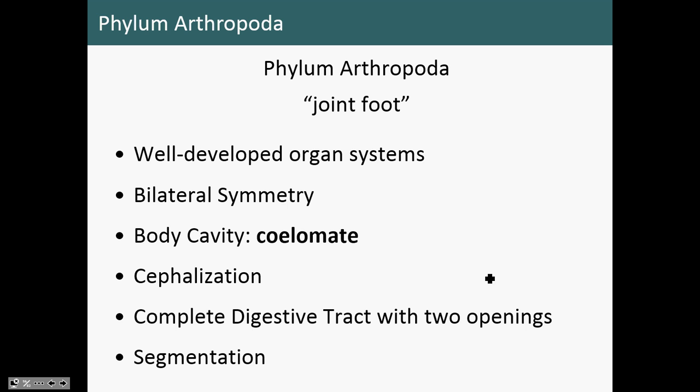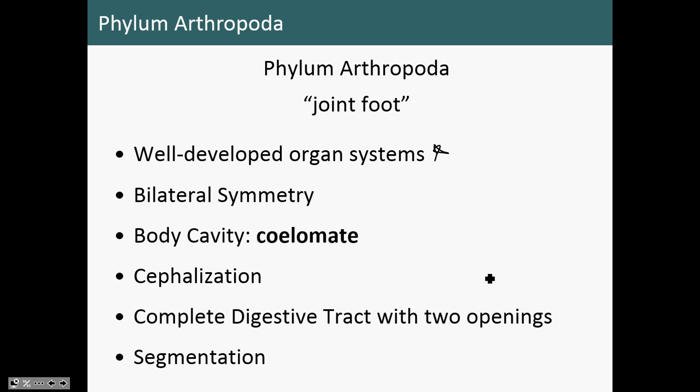The term refers to joint foot. These are the joint-footed organisms. So everything that we're going to look at is going to have segmentation and jointing in the limbs. All of our arthropods have bilateral symmetry, coelomate body cavity, presence of a head, cephalization, complete digestive tract, segmentation, which doesn't look like it does in the annelids, but they still have segmented body regions. And then one of the hallmarks of our arthropods is they have really well-developed sensory systems.